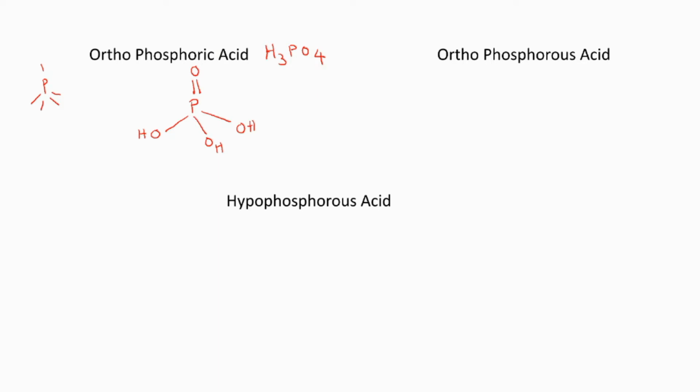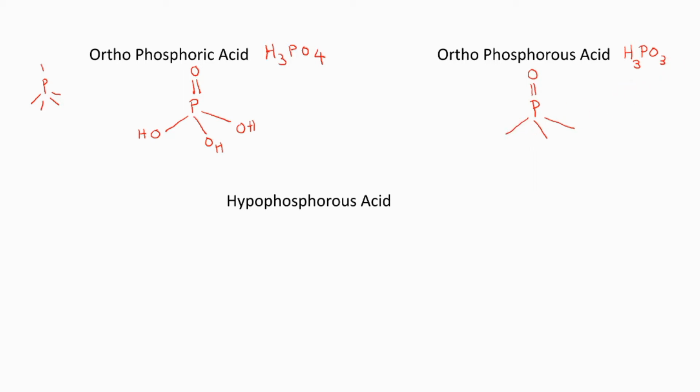Now draw the structure of orthophosphorus acid. What will be the formula? 1 oxygen will be less, H3PO3. So 5 bonds will be there around phosphorus, and always a double bond O will be present on the head of phosphorus. Then how many more bonds will be there around phosphorus? 3 will be there. Out of these 3 oxygen we have utilized only 1.